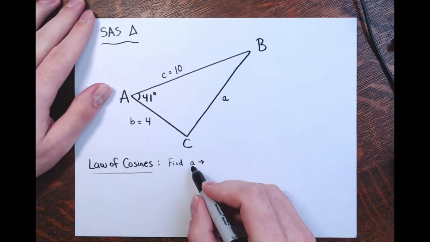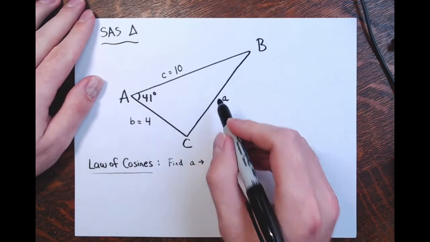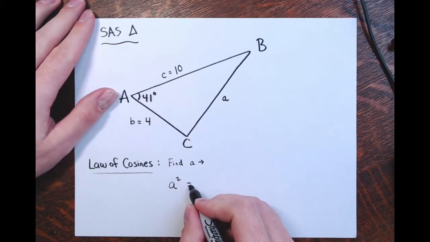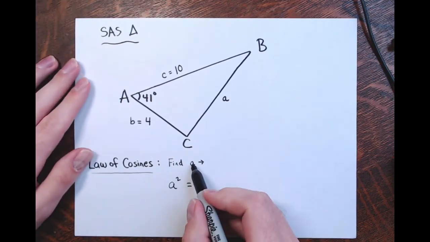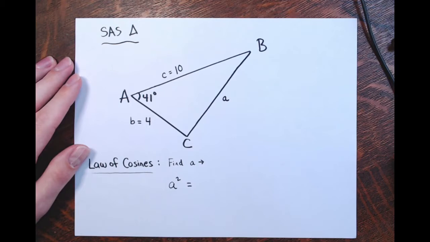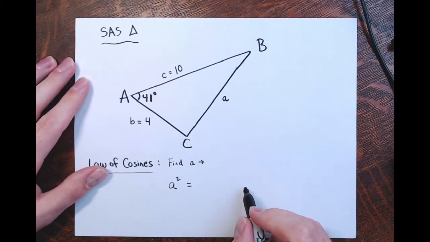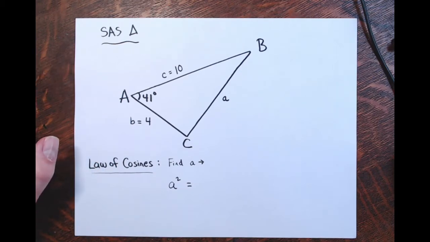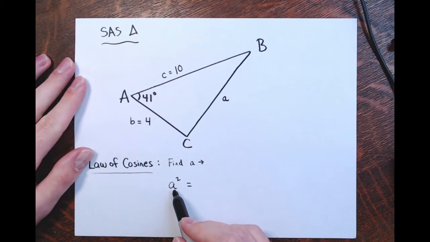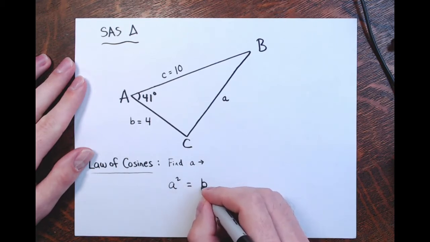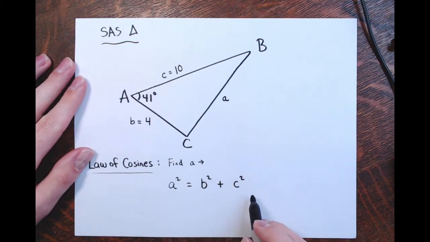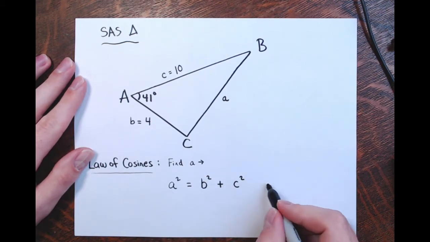Well, take the side opposite the angle we know and square it, a squared. If I'm trying to find little a, I'll start with a squared. It starts off like the Pythagorean theorem, where one side squared, a squared, is equal to the sum of the other two squares, b squared plus c squared. But this isn't the end of it. It starts off looking like the Pythagorean theorem, but then there's a little extra term.